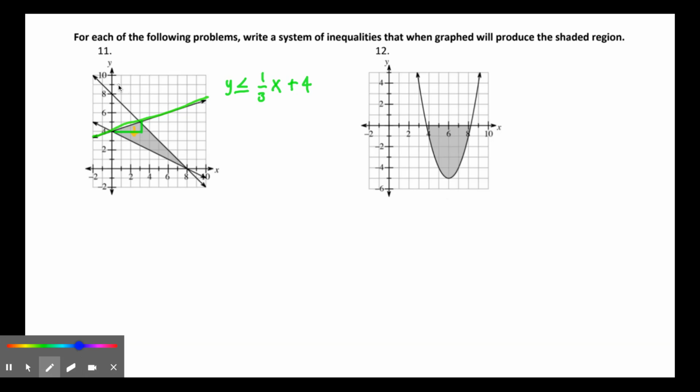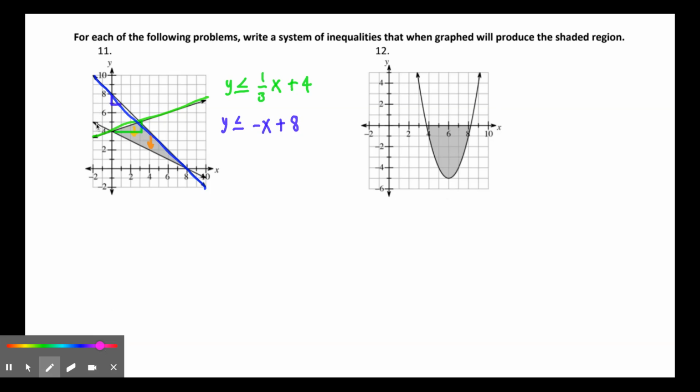Okay, and then this one. You can see the shaded region is below the line. And it's solid, so it's y is less than or equal to. And then you just need to find the slope and the y-intercept. So the slope goes down 1 over 1. So it looks like the slope is negative x, and it has a y-intercept of 8.